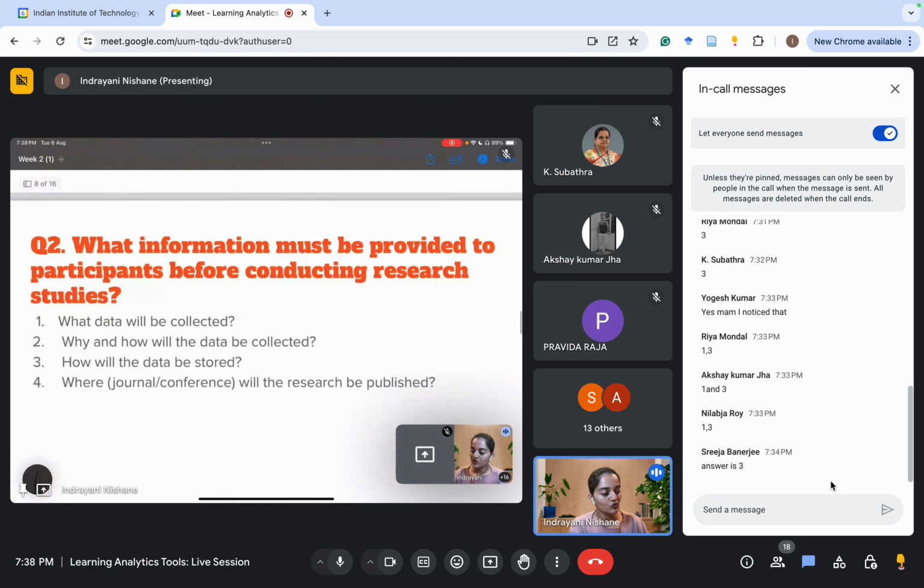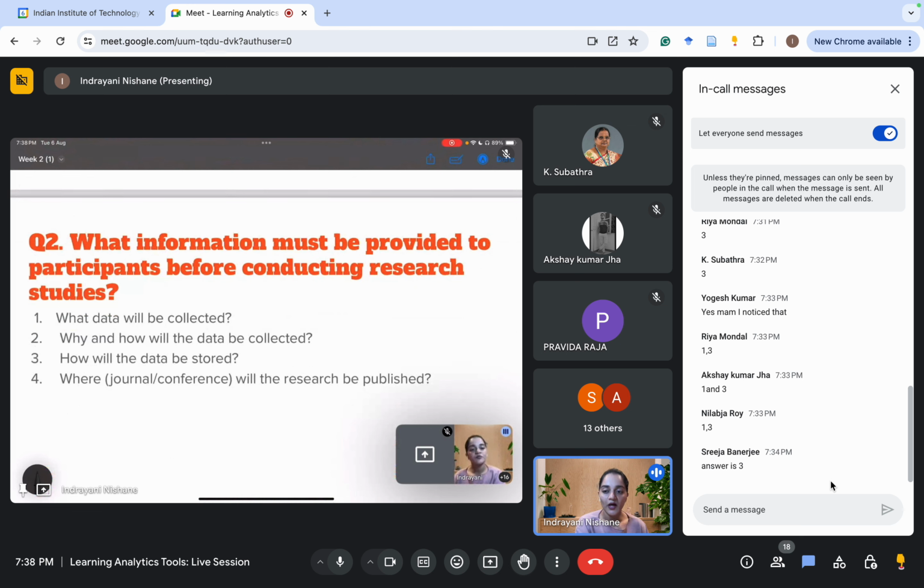Now going to question 2, what information must be provided to participants before conducting research studies. Okay, so we have discussed this when we discussed informed consent. So informed consent means that your students or participants need to be informed about how your data will be collected, what data will be collected, and why you are collecting the data, what is your main motivation behind conducting the study. Okay, so that means what data will be collected. Statement A is correct.